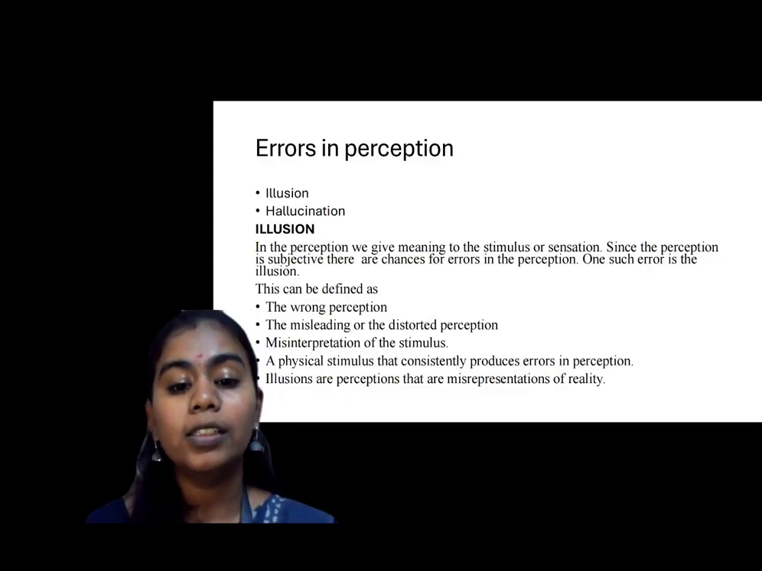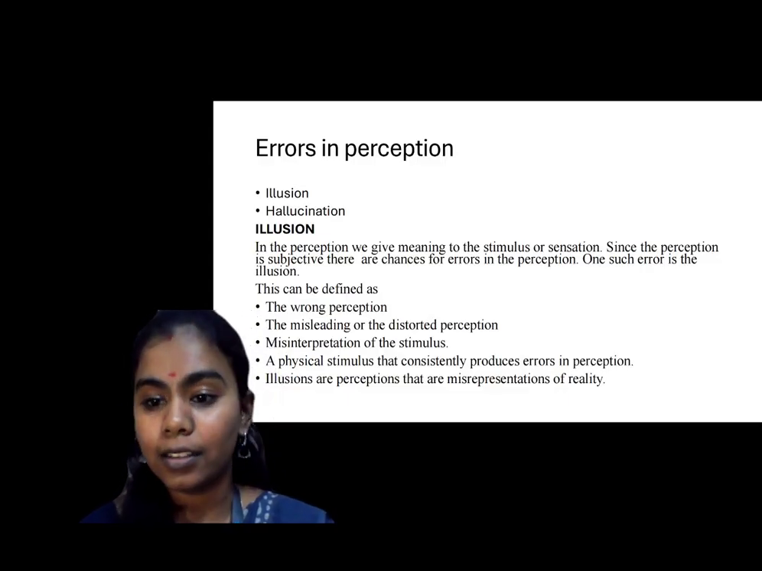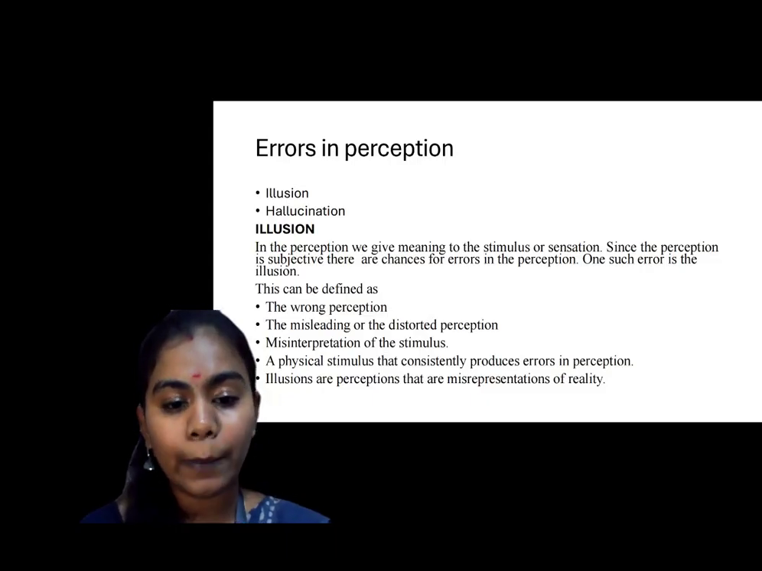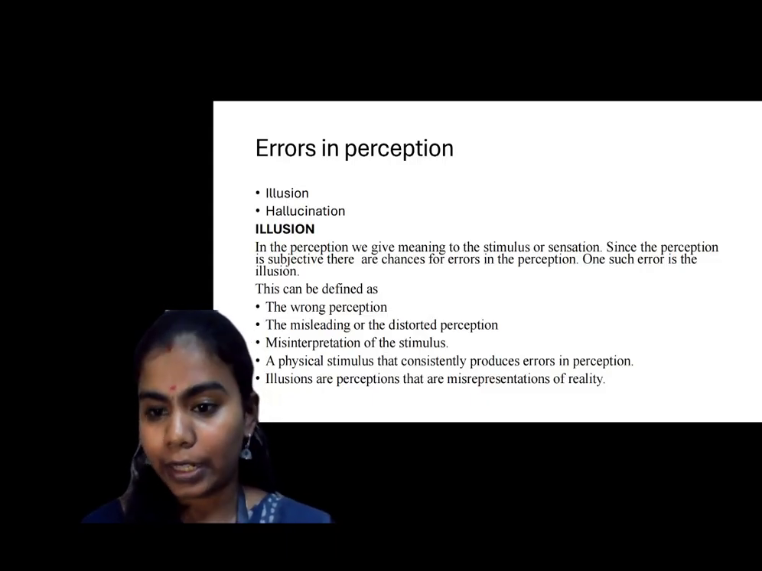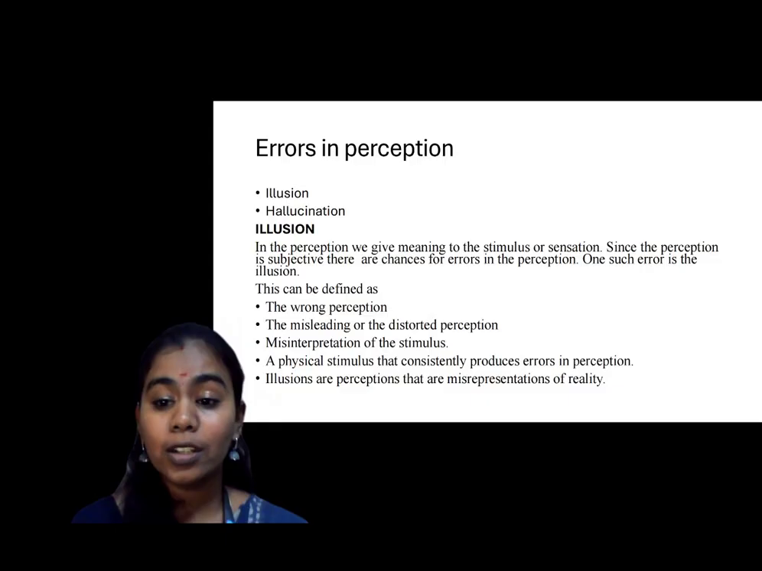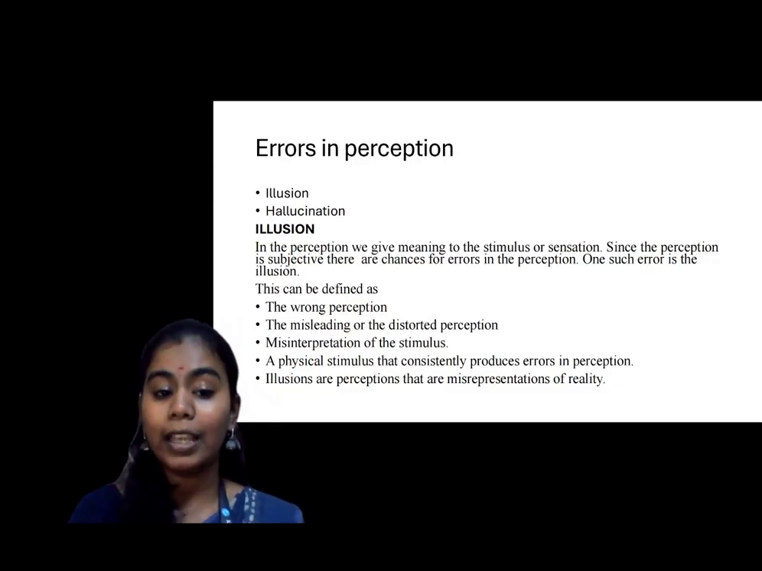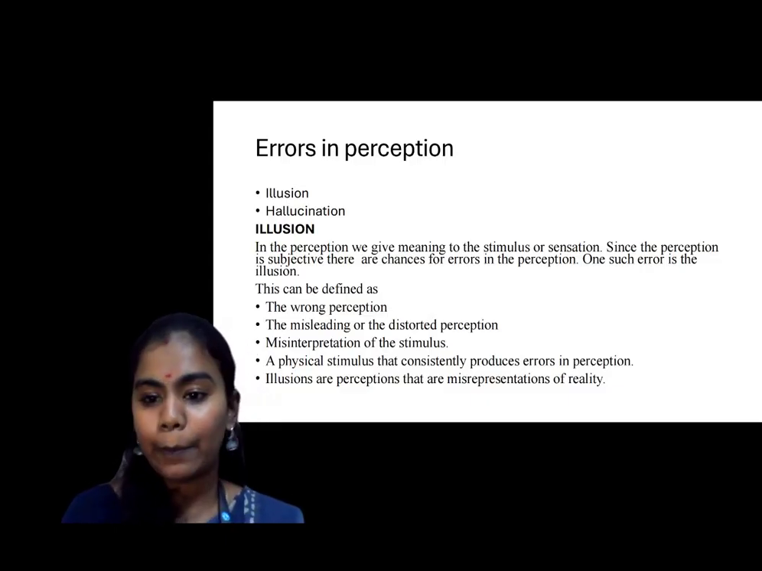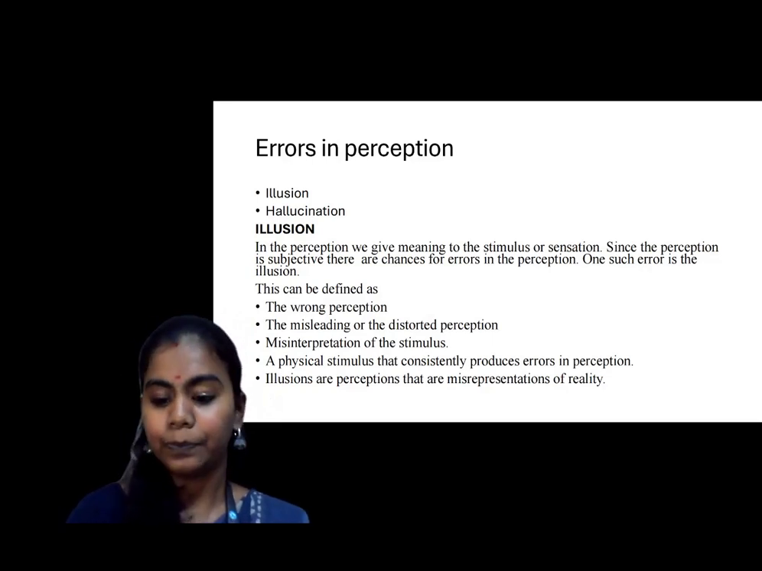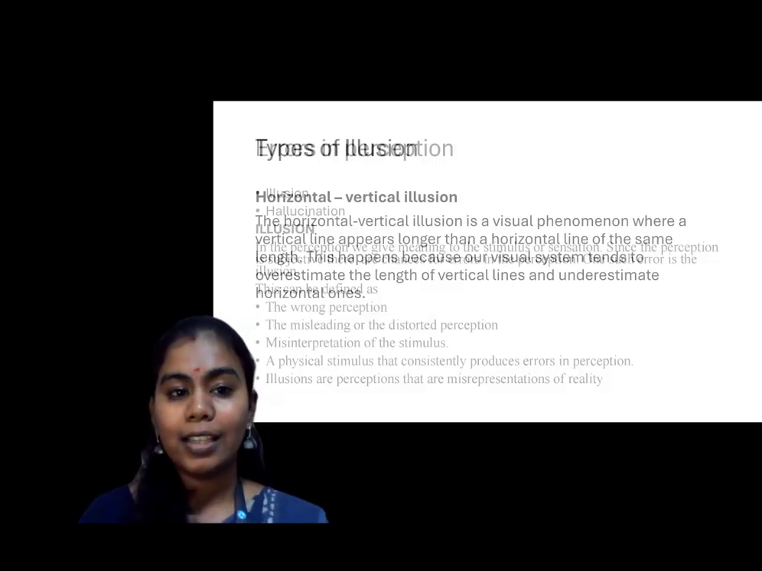A physical stimulus that consistently produces errors in perception, and illusions are perceptions that are misinterpretations of the reality. So illusions are nothing but perceptions that provide misinterpretations of the reality rather than interpreting the reality. Under illusions, there are different types.